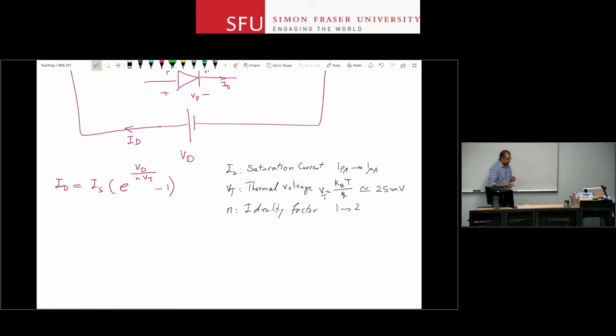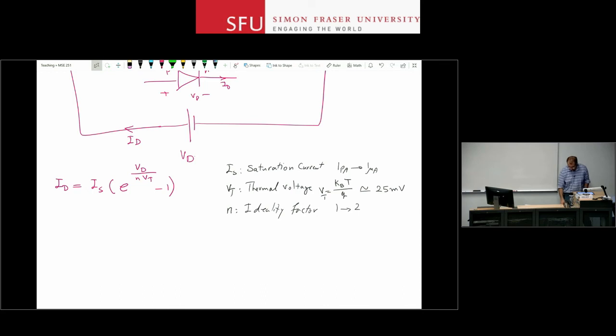IS, Vt is the thermal voltage. We usually assume room temperature operation. And N is again given by the manufacturer. Once you have those numbers, ID, VD relationship is as shown here. Now, what are the values? What kind of values we're talking about?